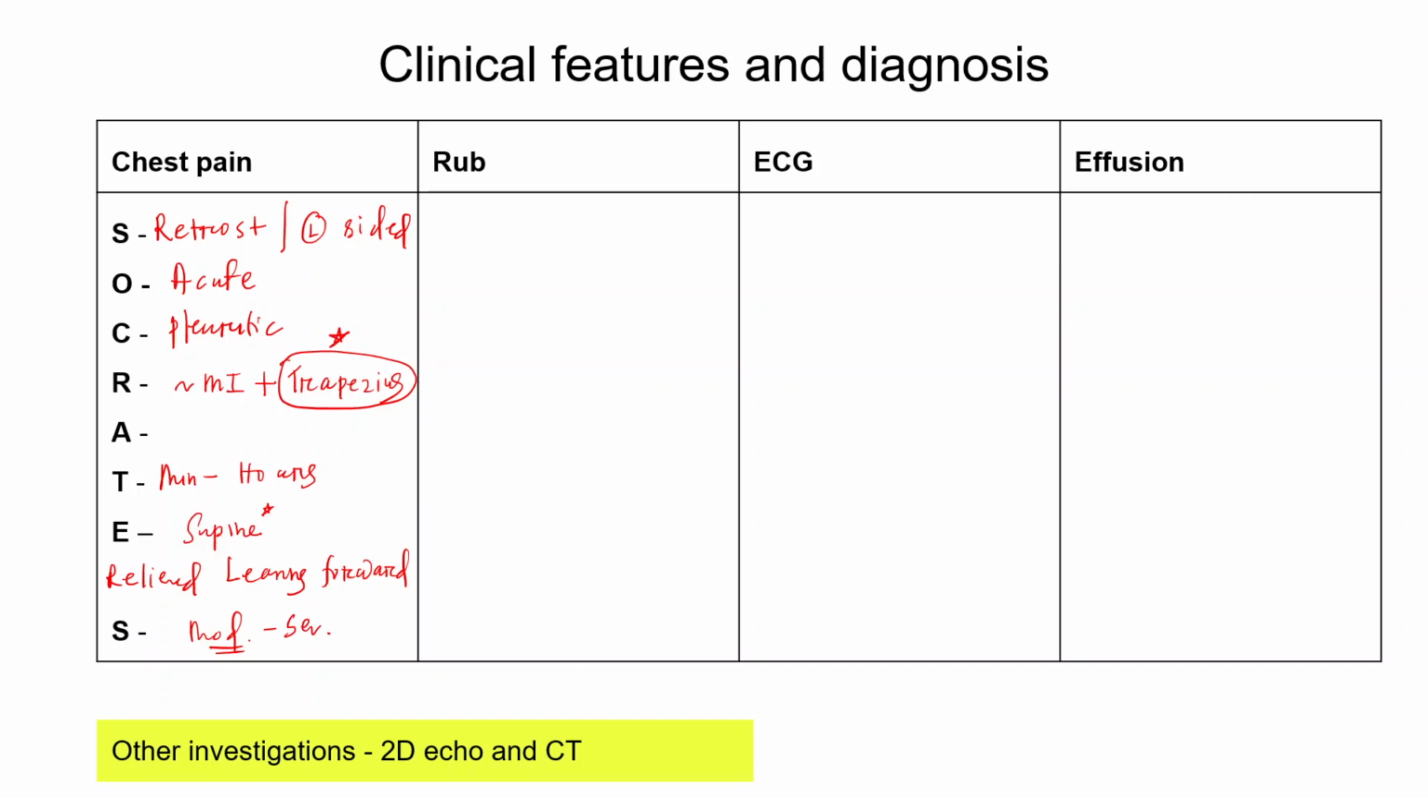This is the SOCRATES for chest pain of acute pericarditis. Site is retrosternal and left-sided. Onset is acute. Character is pleuritic. Radiation is similar to myocardial infarction, but the trapezius can also be involved. Timing is minutes to hours. Exacerbated by supine position, and severity is moderate to severe intensity.